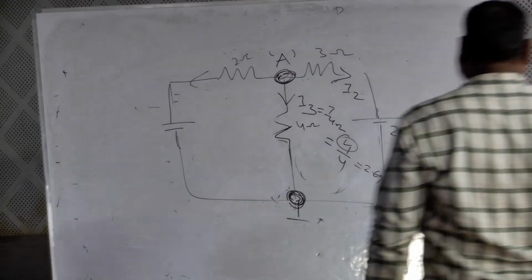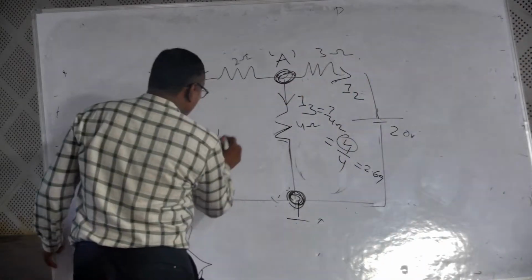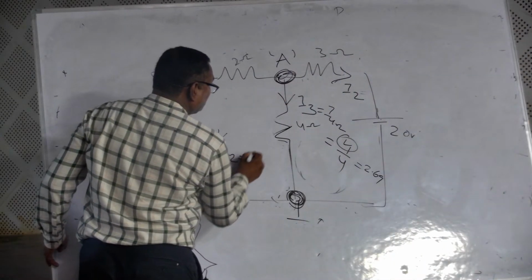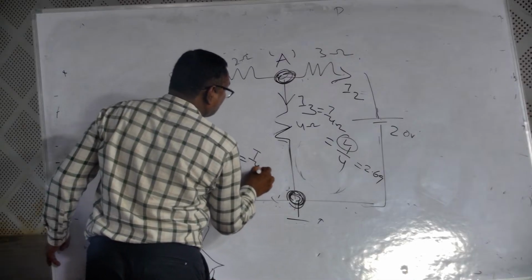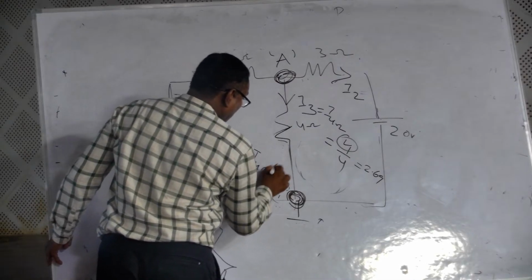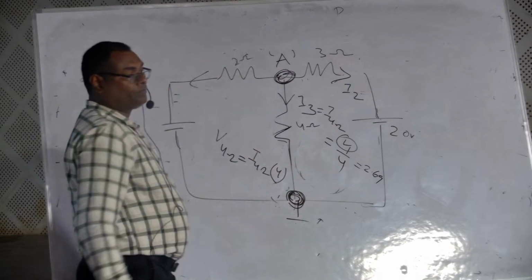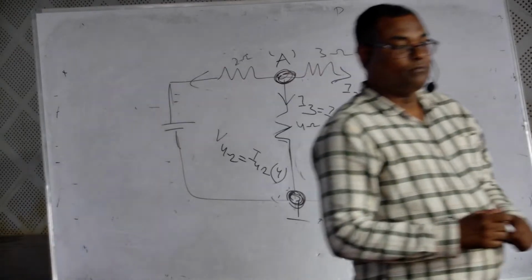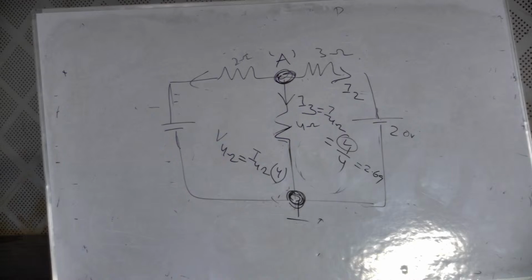Next, voltage drop. V4 ohms is equal to current into resistance. Next, power.